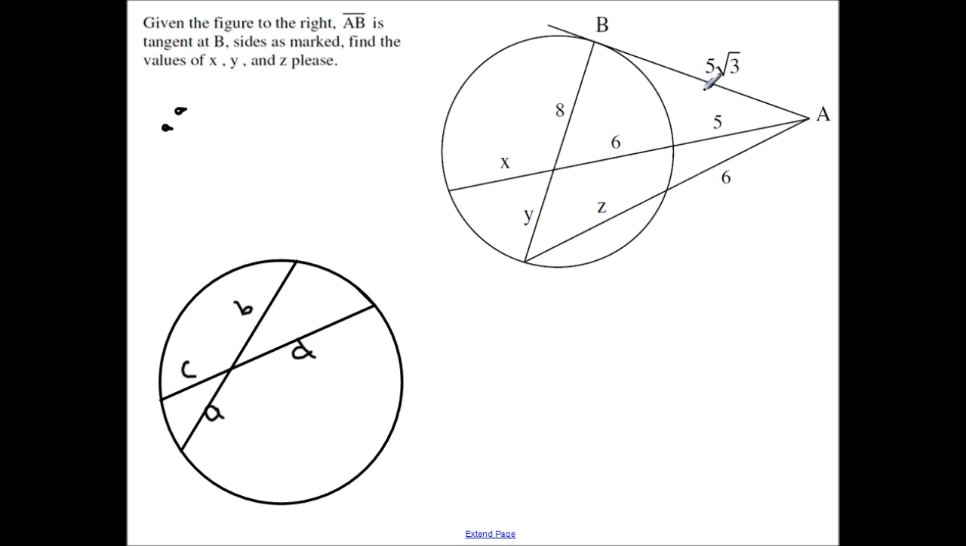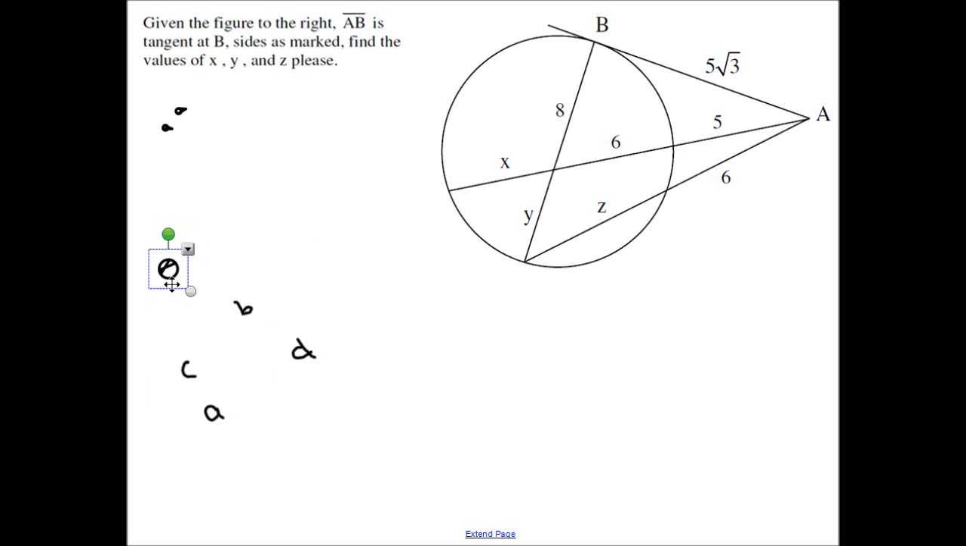And when I look at that, I can say, well, as far as chords go, if I knew what y was, or if I knew what x is, I could find the other one, x or y. Because I can say that 6 times x is equal to 8 times y. That's not going to be enough to help solve this problem at the beginning, but it's something I'm going to be able to probably use later on.